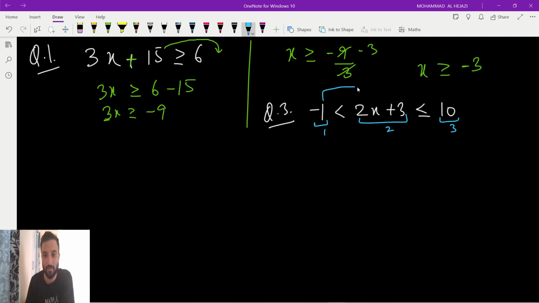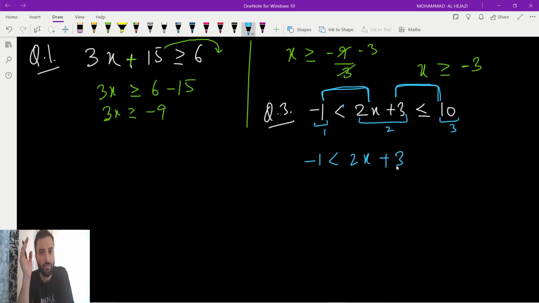First we have to take these two parts, first and second, then the two parts, second and third. That's it, we will get it. So see, first we will take first and second, then second and third. First, second, second, third. So first is minus 1 less than 2x plus 3. What we have to find? We have to find the x only.